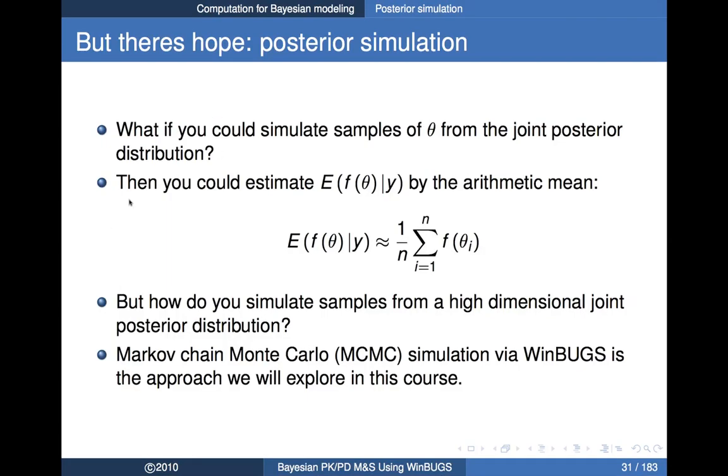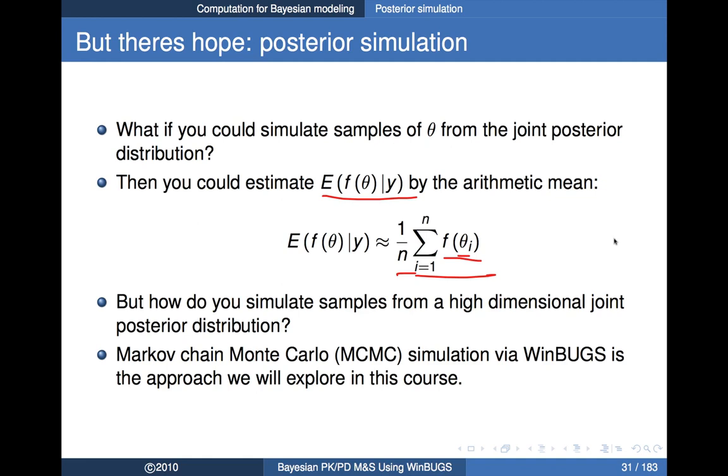Okay, so let's say I could simulate, get a random sample from my posterior distribution, and this is the joint posterior distribution across all of the elements of that vector theta. Then I could estimate my expected value for that function of theta by the arithmetic mean. In other words, I would just take all of the samples that I generate for my thetas, apply the function to it, sum over that, divide by the number of samples I've taken, and that would then give me an estimate of that expected value.